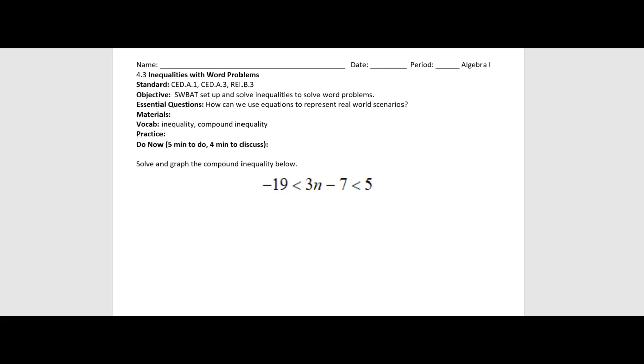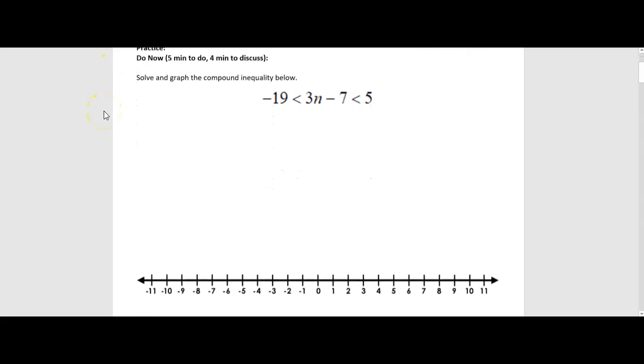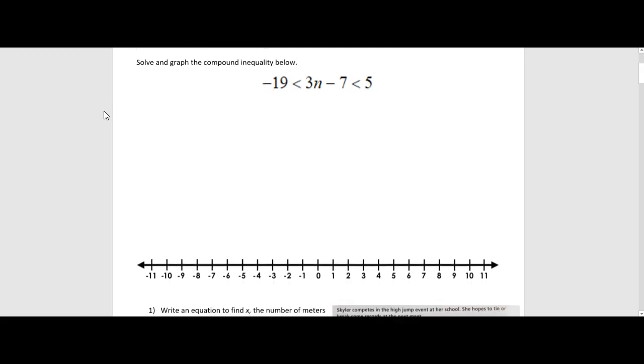We're going to continue our discussion on inequalities today, but we're going to start talking about some word problems. So just like we did word problems with equations, now we're going to do some word problems with inequalities. First thing you can do is solve and graph the compound inequality below. This is just a review from our last video where we were solving compound inequalities.